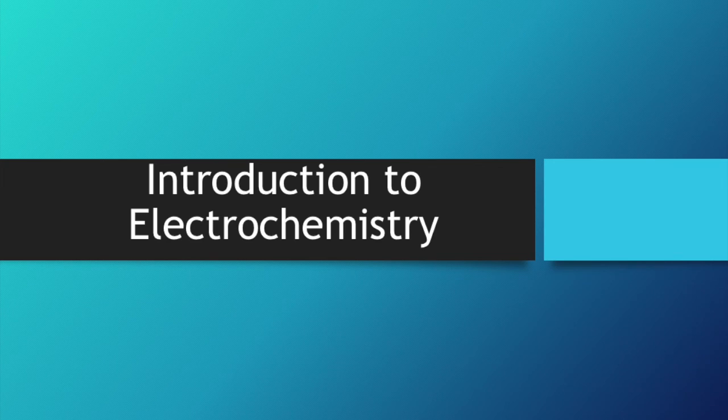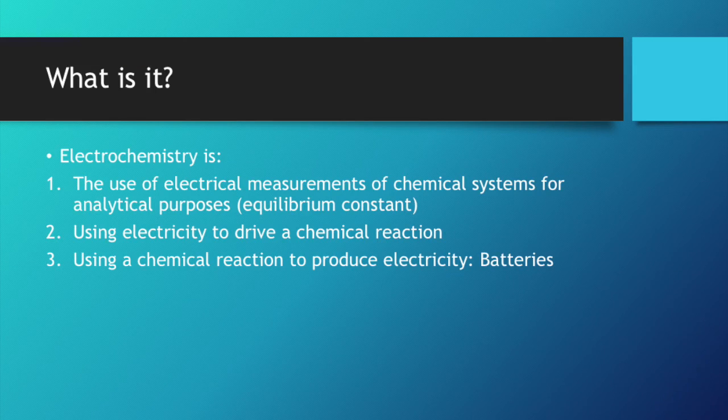Okay, this is Chapter 13, Fundamentals of Electrochemistry. We're first going to start off, what is electrochemistry? It is considered the use of electrical measurements of chemical systems for analytical purposes, i.e. getting an equilibrium constant, using electricity to drive a chemical reaction, such as electrolysis or electroplating.